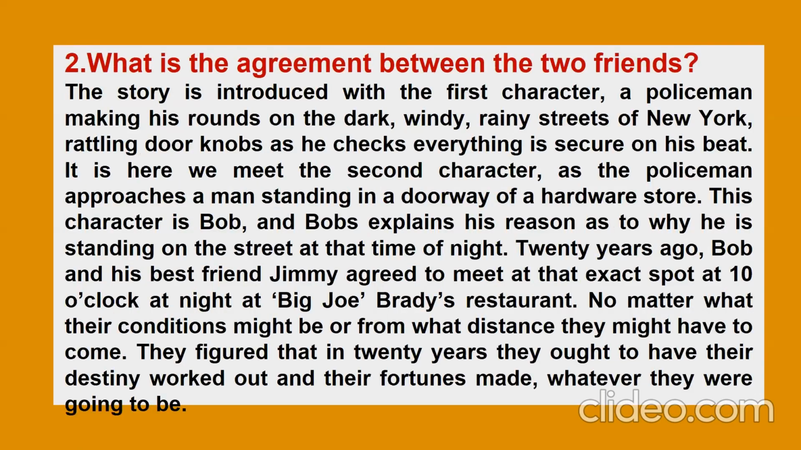Question number 2. What is the agreement between the two friends? The story is introduced with the first character, a policeman making his rounds on the dark, windy, rainy streets of New York, rattling door knobs as he checks everything is secure on his beat. It's here we meet the second character as the policeman approaches a man standing in the doorway of a hardware store. This character is Bob, and Bob explains his reason for standing on the street at that time of night. 20 years ago, Bob and his friend Jimmy agreed to meet at that exact spot at 10 o'clock at night at Big Joe Brady's restaurant. No matter what the conditions might be, or from what distance they might have to come, they figured that in 20 years they ought to have their destiny worked out and their fortunes made, whatever they were going to be.